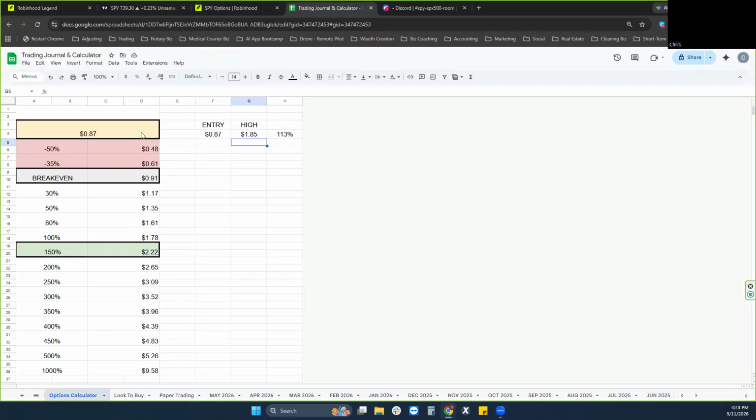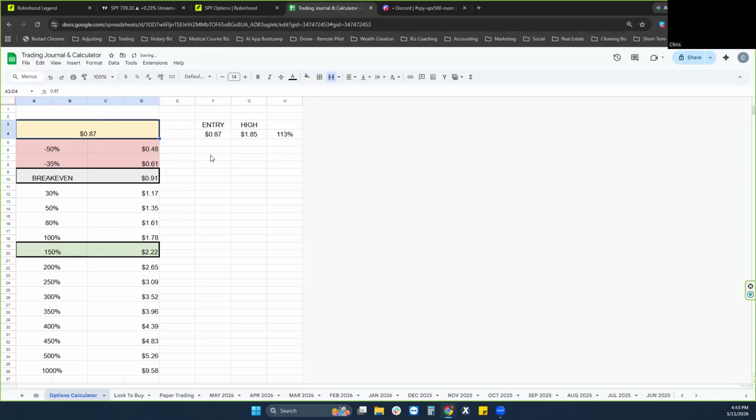So if we got in at 87 cents and it went to a high of 185, that's a 113% profit that we could have had on the day from our entry point. Now, if we got in at 2 cents at the very bottom, that would have been a 9,150% gain on the day. So that means that if you got in at the very bottom when market opened, $100 would have turned into $9,150. So that's the power of options trading.